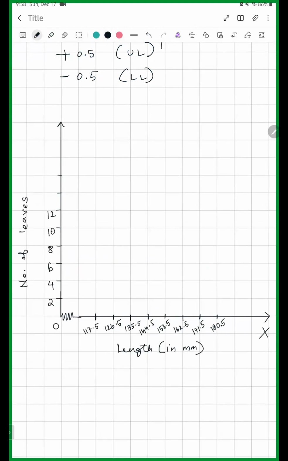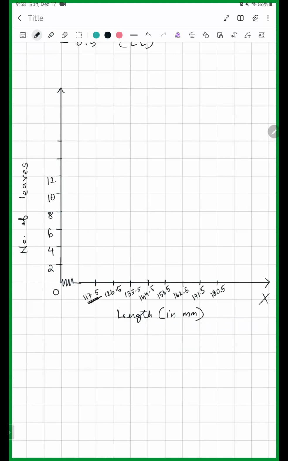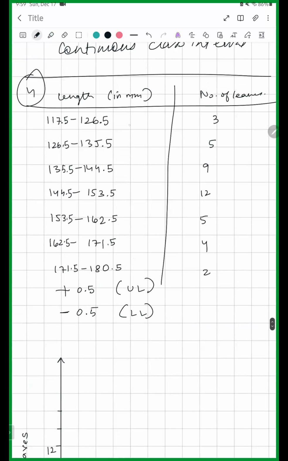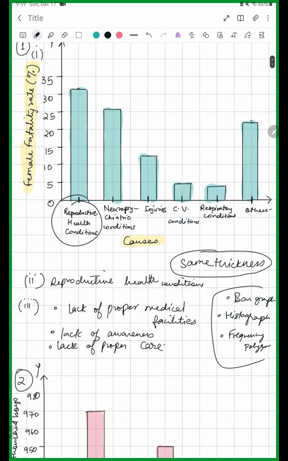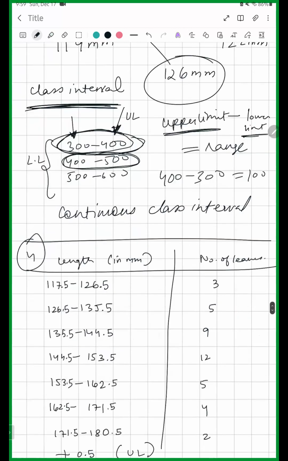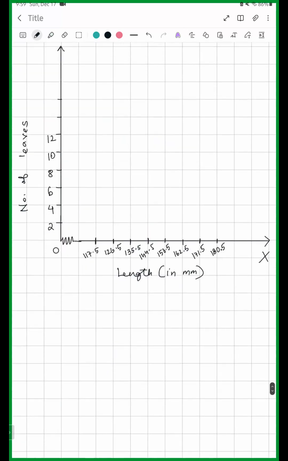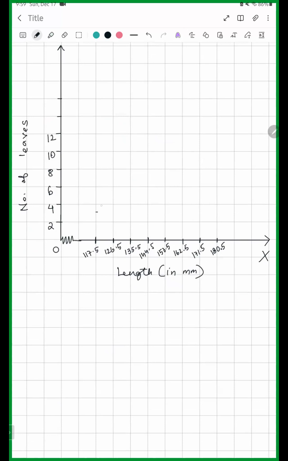Okay. Now from 117.5 to 126.5, in that range, how many leaves do you have? 3. According to the table you have just made, in this range you have 3. So remember, whenever the data is discrete, one particular condition with some number, then another condition with another number, you use a bar graph. But whenever there is a range, you use a histogram. So 3 will be between 2 and 4, and it should be between 117.5 and 126.5, because that is our range.